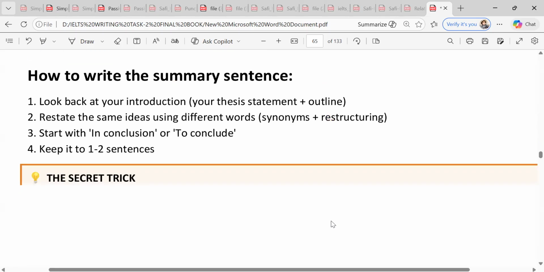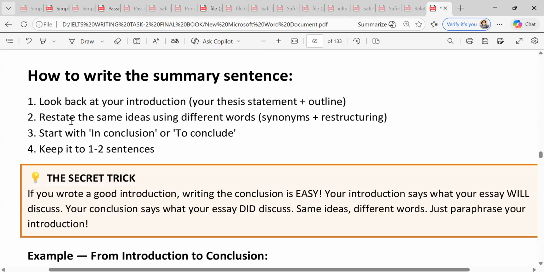How to write the summary sentence? Let's look back at your introduction. First of all, what was an introduction? Your thesis statement and outline, what we have already studied. And the first part, outline, Claire, two reasons. Restate the same idea using different words, synonyms plus restructuring. To start and to conclude, keep it 2-2.